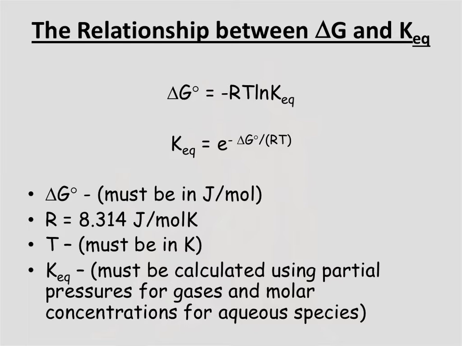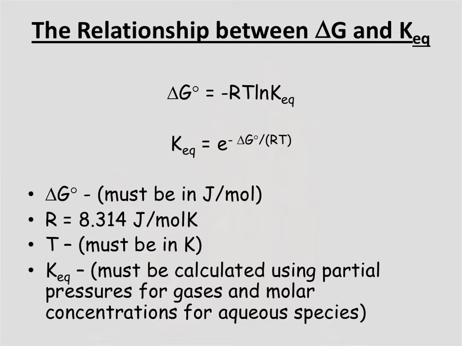All right, here is an equation that describes the relationship between delta G and K, the equilibrium constant. As you can see, there are two equations. The first one is the one you'll see on the formula sheet. The second one is just that first equation rearranged to solve for K instead of solving for delta G.